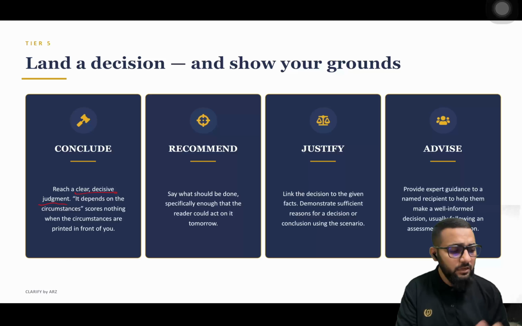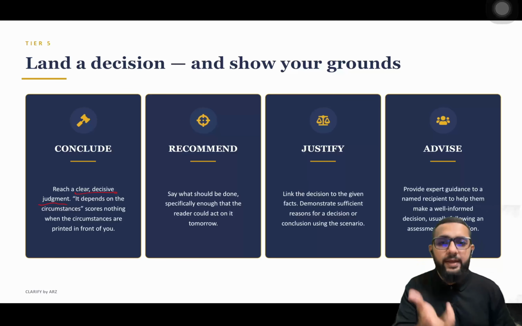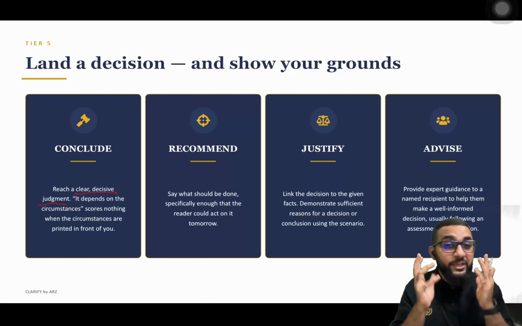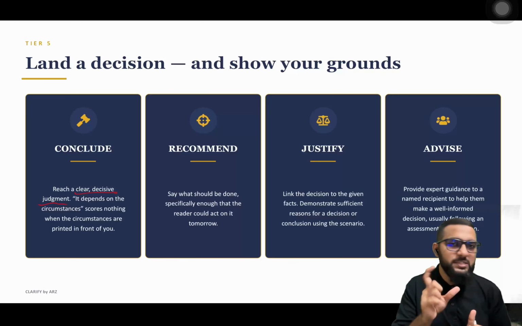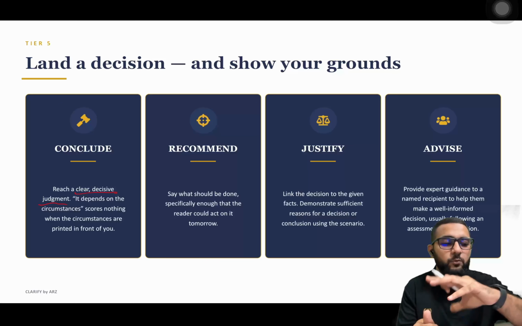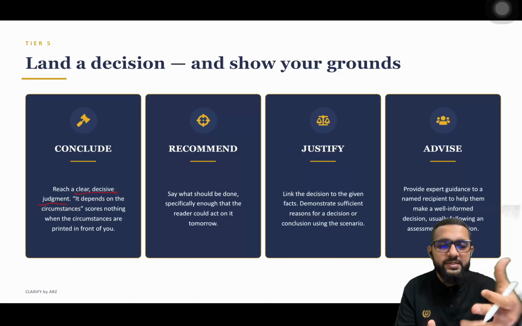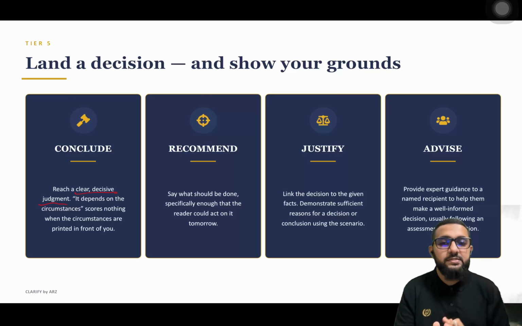Then recommend. This is where you have to say what should be done. Now, you can't speculate. When you are recommending, you can't speculate. You have to tell what needs to be done by looking at what has happened, what the exhibit says, and what the scenario says.